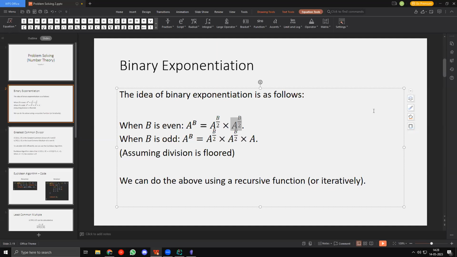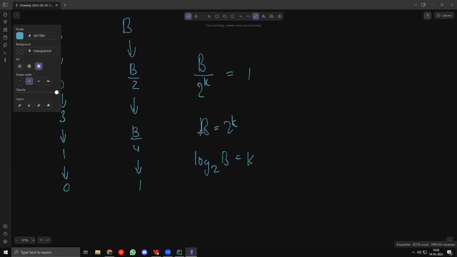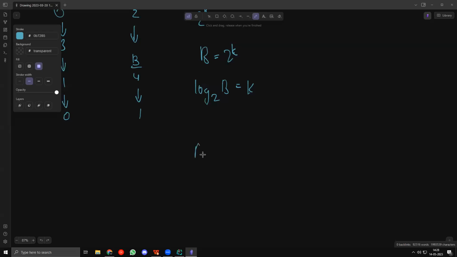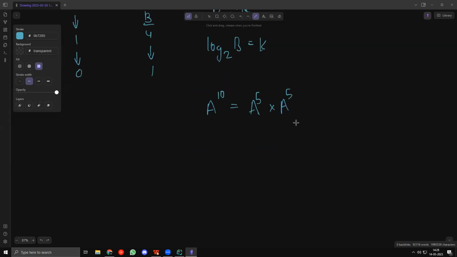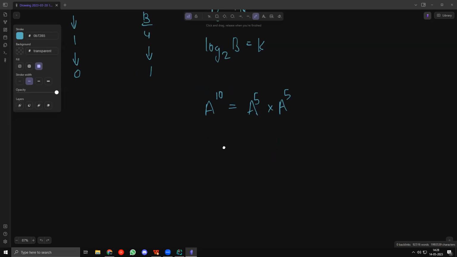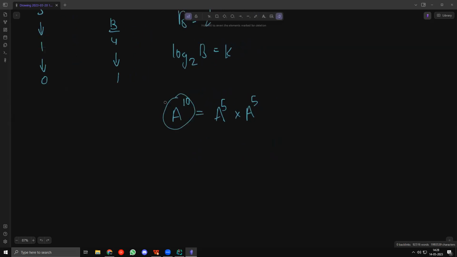Okay, if anyone has any doubts regarding this, if this is not clear, please do let me know. I know it looks magical, but the simple idea is that if I want to take a to the power of b, or let's say a to the power of 10, I just want this to be equal to a to the power of 5 into a to the power of 5, right? And if I can calculate a to the power of 5, you can just try this by hand.